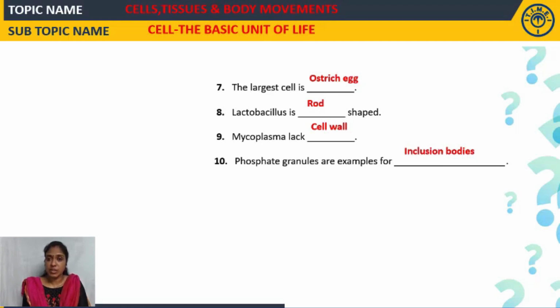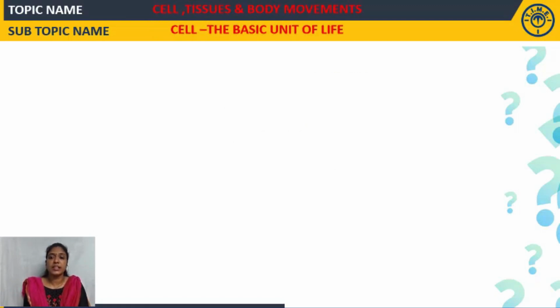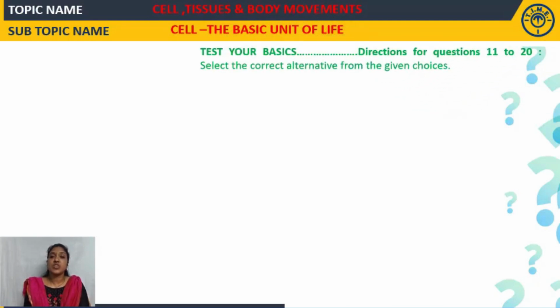Inclusion bodies. So the next group of questions is also to test your basics. Directions for questions 11 to 20: select the alternative from the given choices. They are a group of multiple choice questions, so we have to pick out the correct option.